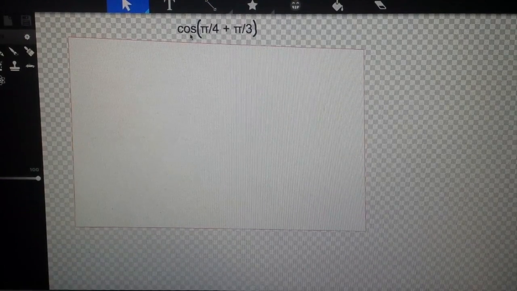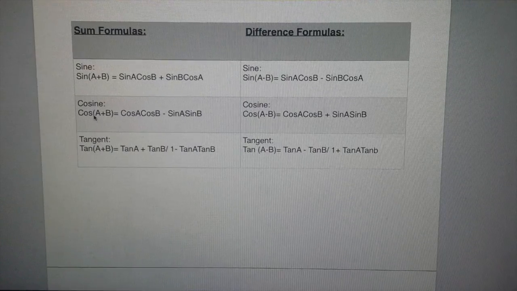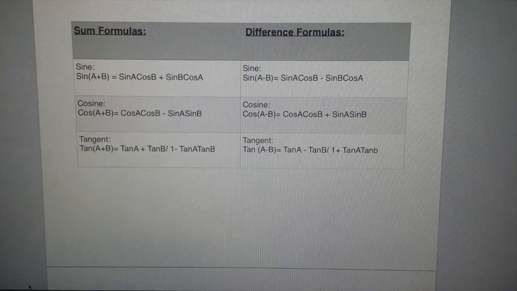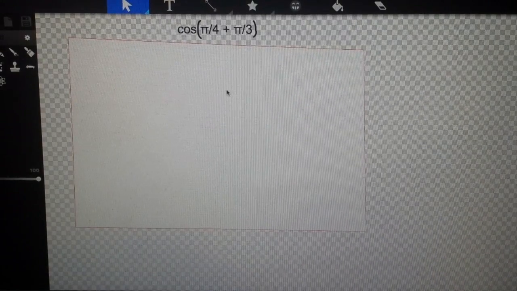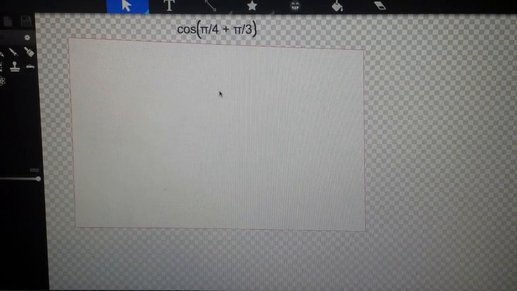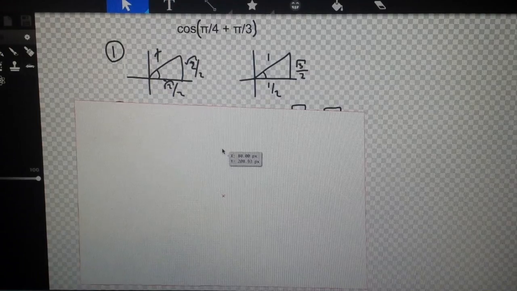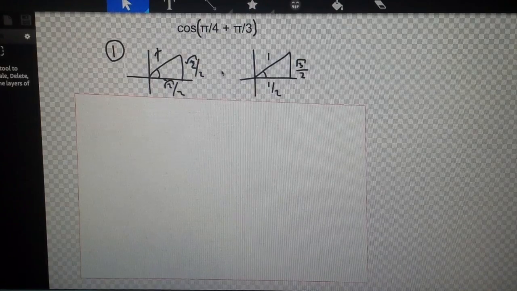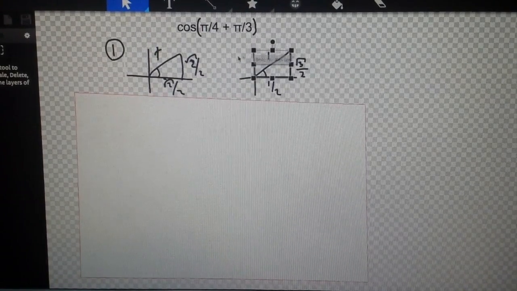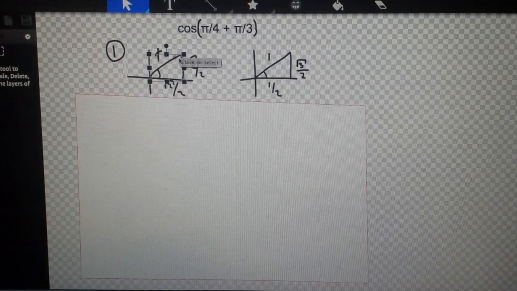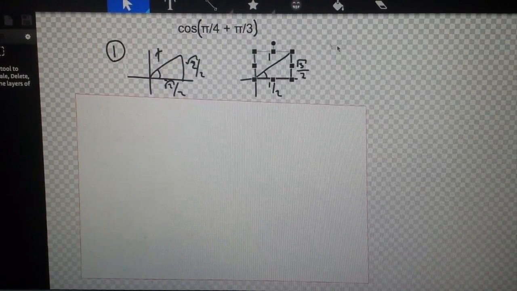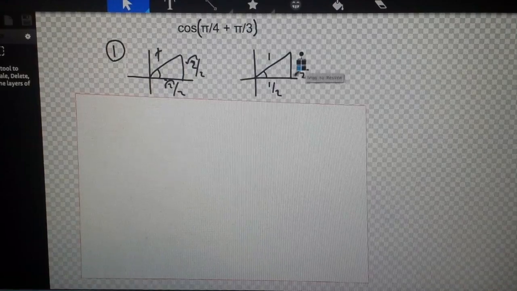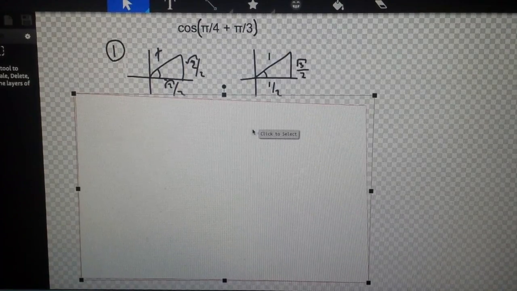It's using the sum formula of cosine, which we saw was cosine of a plus b: cosine of a times cosine of b, minus the sine of a times sine of b. This example problem, cosine of pi over 4 plus pi over 3, you're going to want to draw the unit circles, or the triangles on the unit circles, because you know the dimensions of pi over 4 and pi over 3. So you'll know that pi over 4 is 1, root 2 over 2, and root 2 over 2, while this is pi over 3. This will be 1, root 3 over 2, and 1 half.